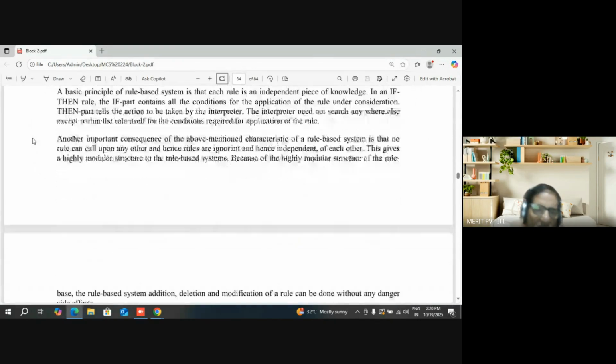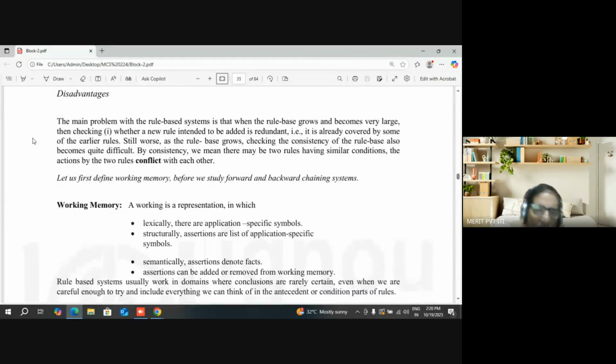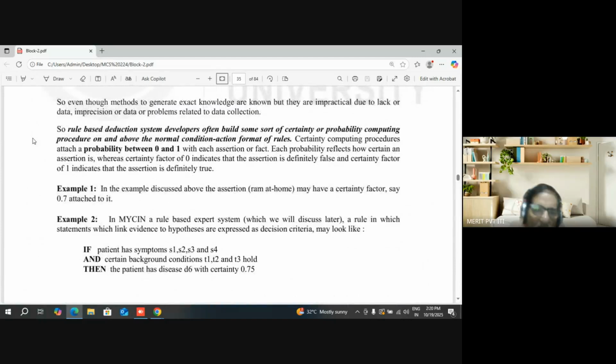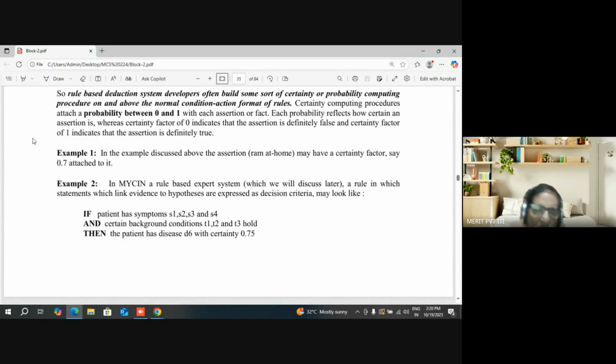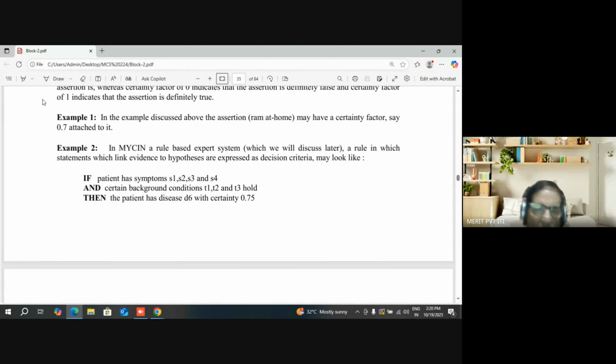Advantage of rule based system आप देख लीजिए. Working memory, all these things. If patient has symptoms S1, S2, S3, and S4, and certain background conditions T1, T2, T3, then the patient has disease D6 with certainty 0.5, 0.75. That is where we talked about certainty and uncertainty in AI, which is very important. So you mentioned this is with certainty 0.75.